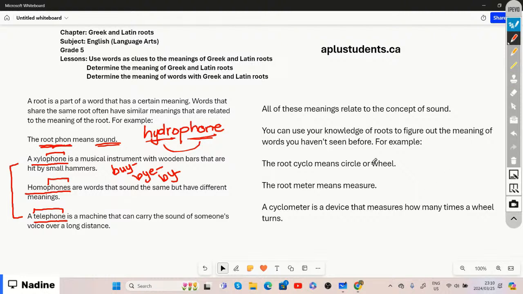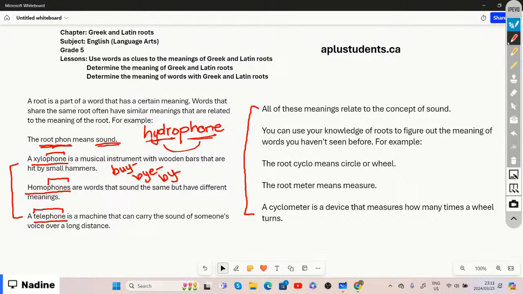Let's look at these words. Let's look at this over here. Here it says all these meanings relate to the concept of sound, right? That is the previous one. Okay, now here it says you can now use your knowledge of roots to figure out the meaning of words you haven't seen before, right?